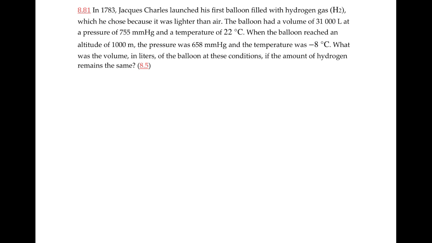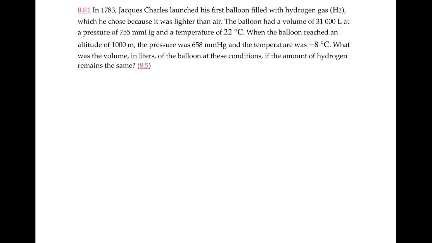The balloon had a volume of 31,000 liters, so that's 2 sig figs, at a pressure of 755 millimeters mercury and a temperature of 22 degrees Celsius. When the balloon reached an altitude of 1,000 meters, so it was up a kilometer in the air, the pressure was only 658 millimeters mercury, and the temperature had dropped to -8. What was the volume in liters of the balloon at these conditions if the amount of hydrogen remains the same?